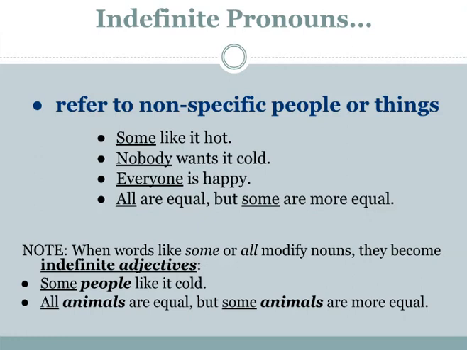If, as the note says, you use the word some or all to modify another word, to narrow down the meaning of a noun that comes after it, like if you said some people like it cold, or all animals are equal, then those words become adjectives.